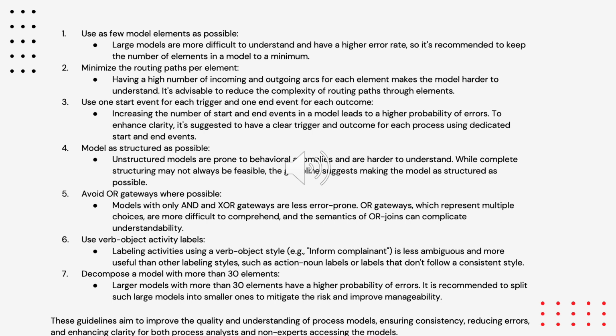And the sixth one is use verb-object activity labels. Labeling activities using a verb-object style such as inform customer is less ambiguous and more useful than other labeling styles such as action-noun labels or labels that do not follow a consistent style. And the seventh and final guideline is to decompose a model with more than 30 elements. Larger models with more than 30 elements have a higher probability of errors. It is recommended to split such large models into smaller ones to mitigate the risk and improve manageability.